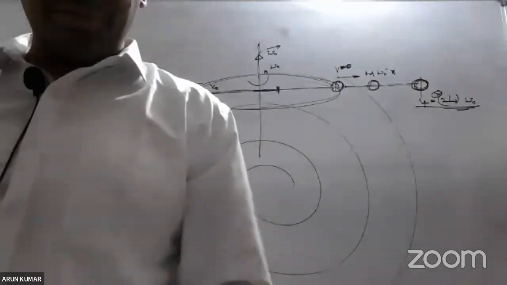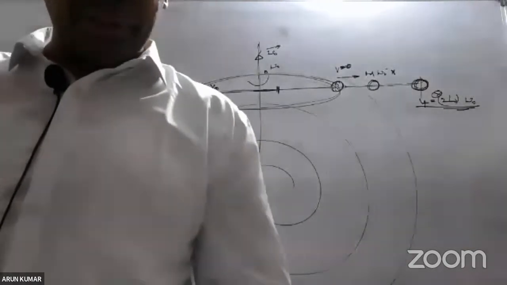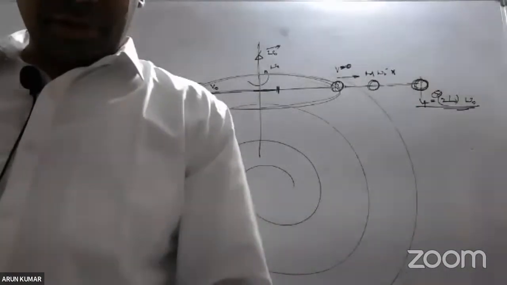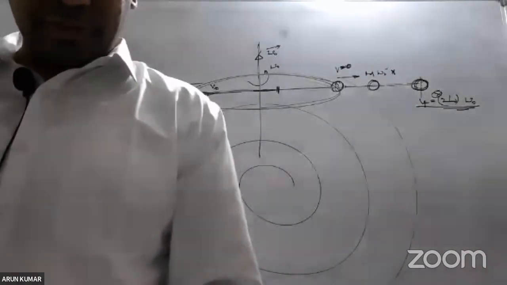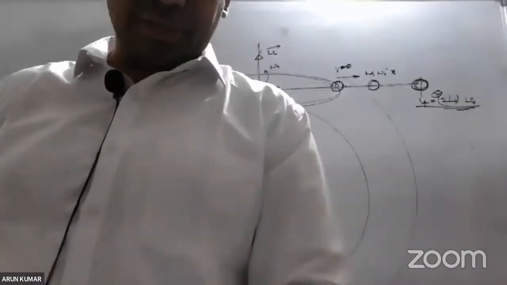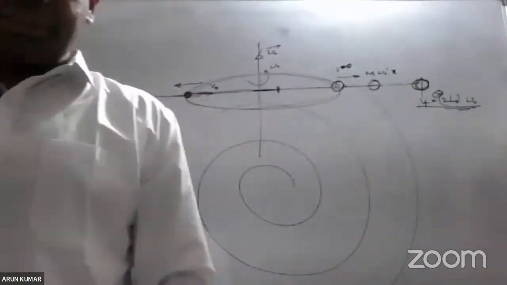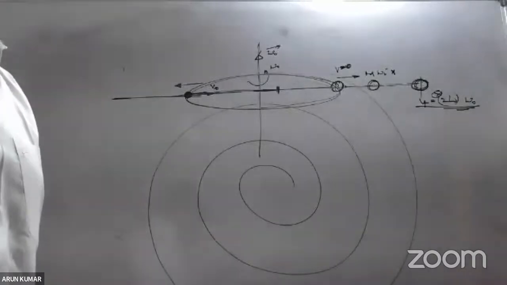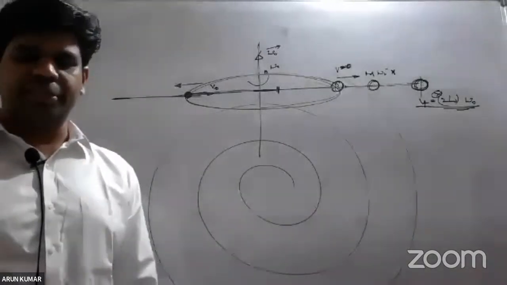But there is one thing which I haven't covered, banking of roads. Banking of roads will be done once we are deep into work and energy. All right. So don't worry about it. We are going to leave nothing. But there are some good problems on conical pendulum and circular motion. I'll send those problems to you.